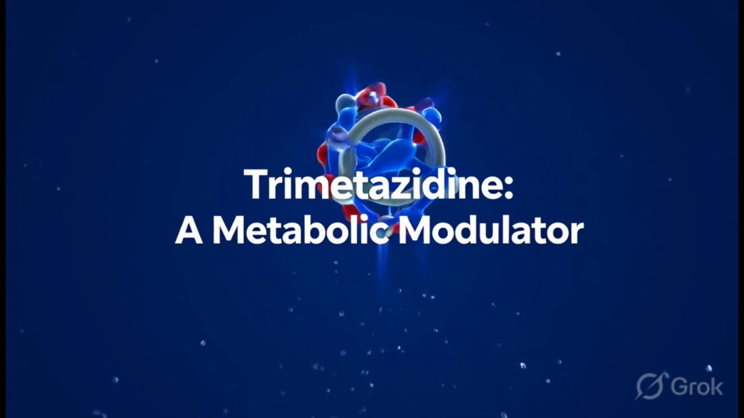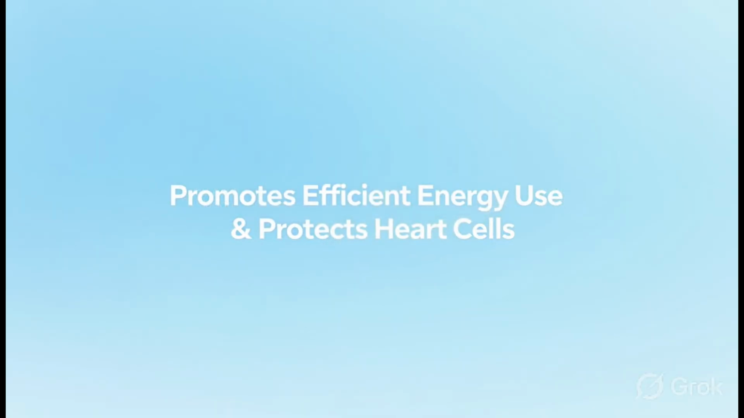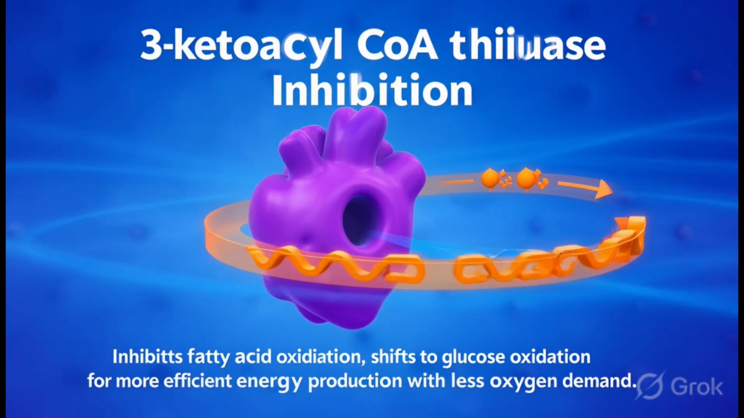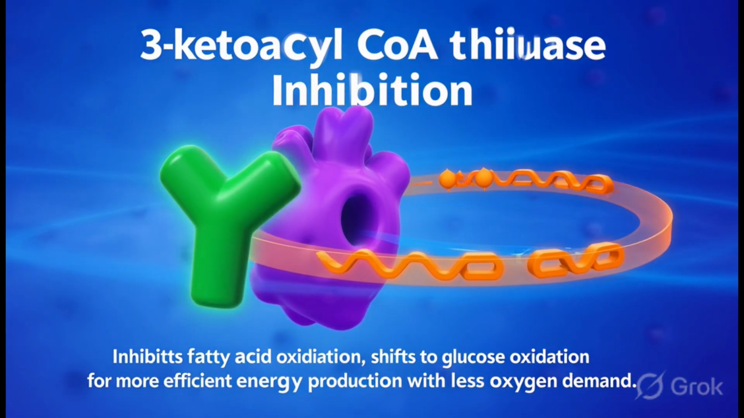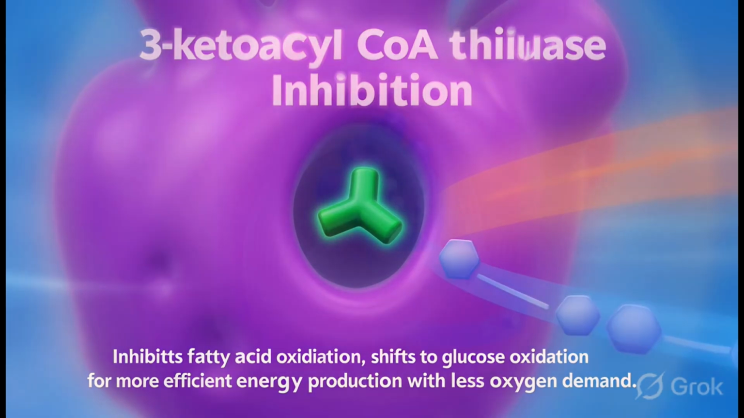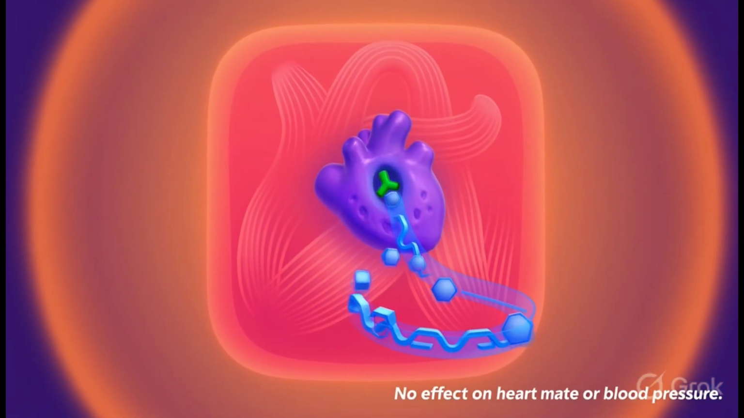Trimetazidine is a metabolic modulator. It inhibits 3-ketoacyl-CoA thiolase, an enzyme in fatty acid oxidation, shifting the heart's energy metabolism toward glucose oxidation, which requires less oxygen per unit of ATP produced. Importantly, it has no effect on heart rate or blood pressure.